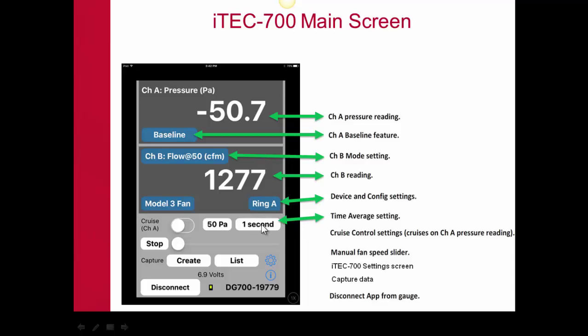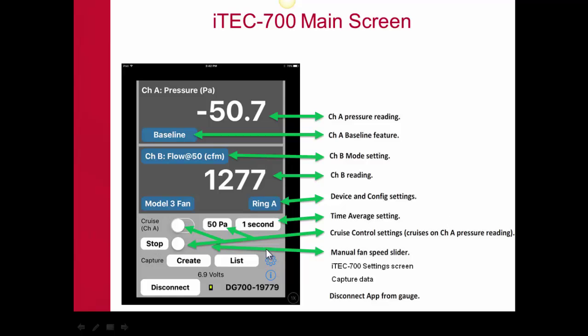Time averaging is just like it is on the DG700, 1 second, 5 second, 10 second, or long term. Cruise control settings, there's a cruise on and off. You click on the white box here to adjust the cruise setting, and the stop to stop the fan. So turning the cruise off doesn't stop the fan, it just turns the cruise off. So you need to push the stop button to stop the fan moving.